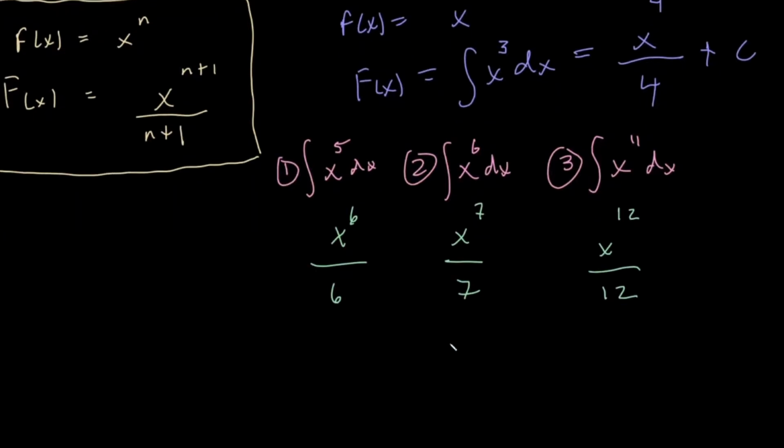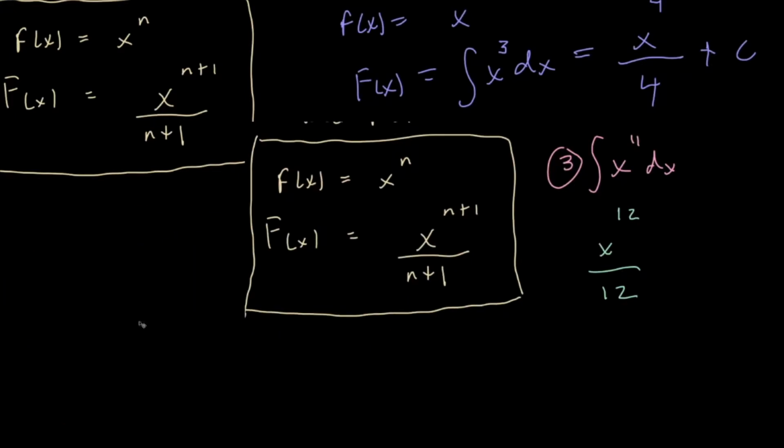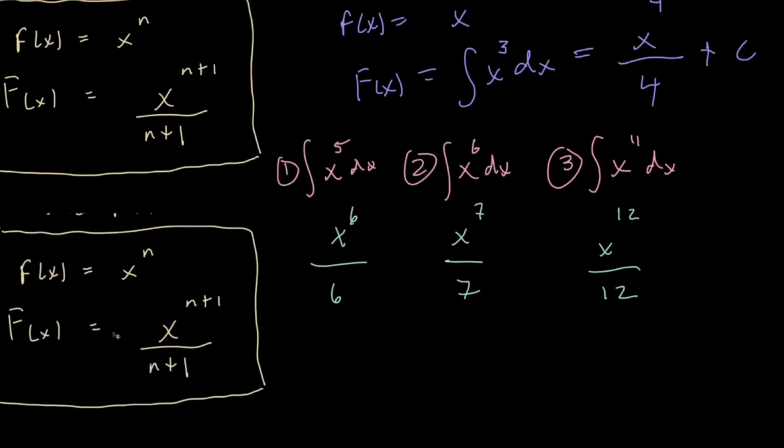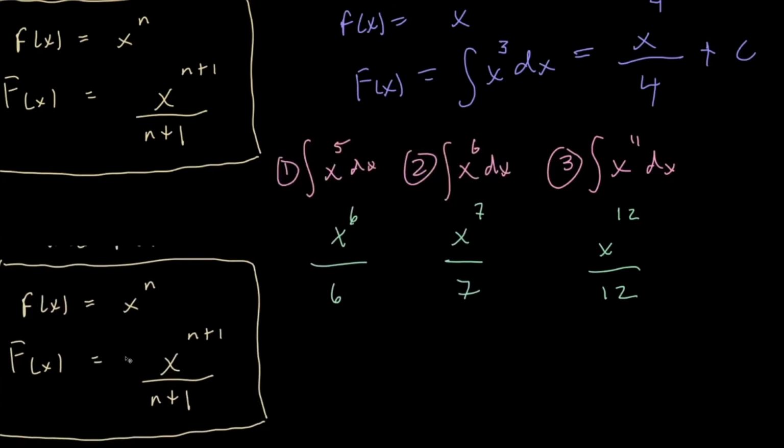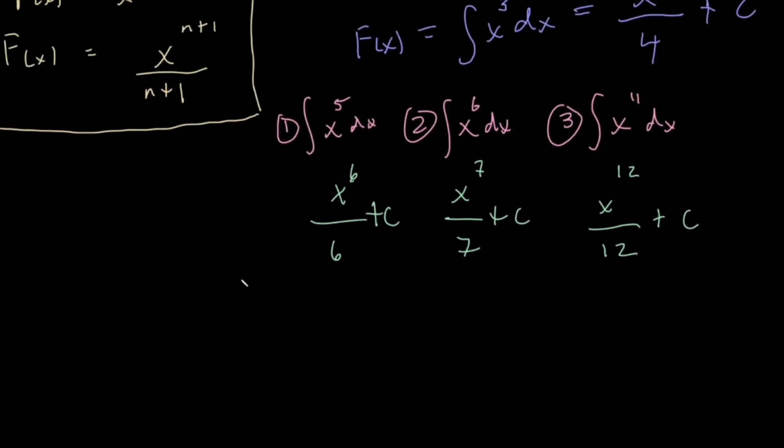Yes, you would add plus c. Thank you. Yes, this is the bane of all calculus students and teachers. These all need plus c's. Isn't that annoying, right? So basically this constant could be anything. It could be 7, it could be pi, it could be square root of 3.